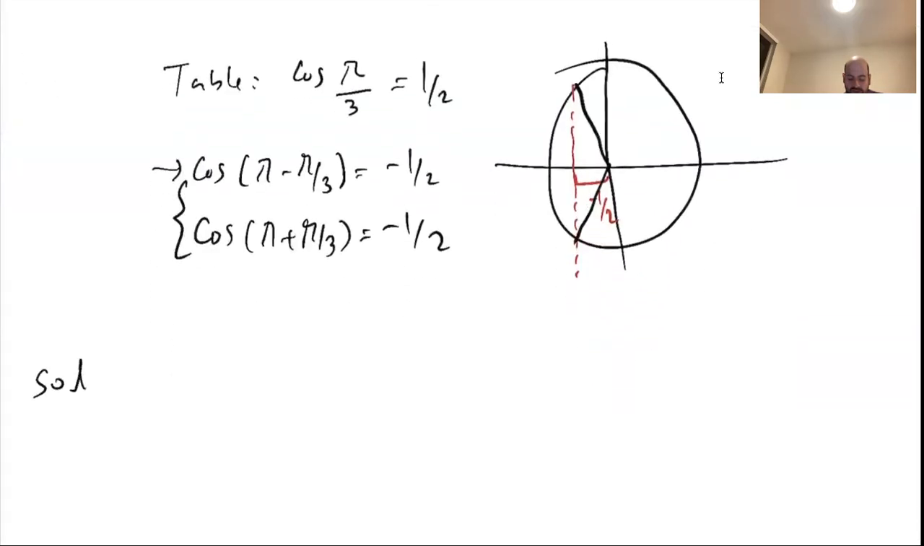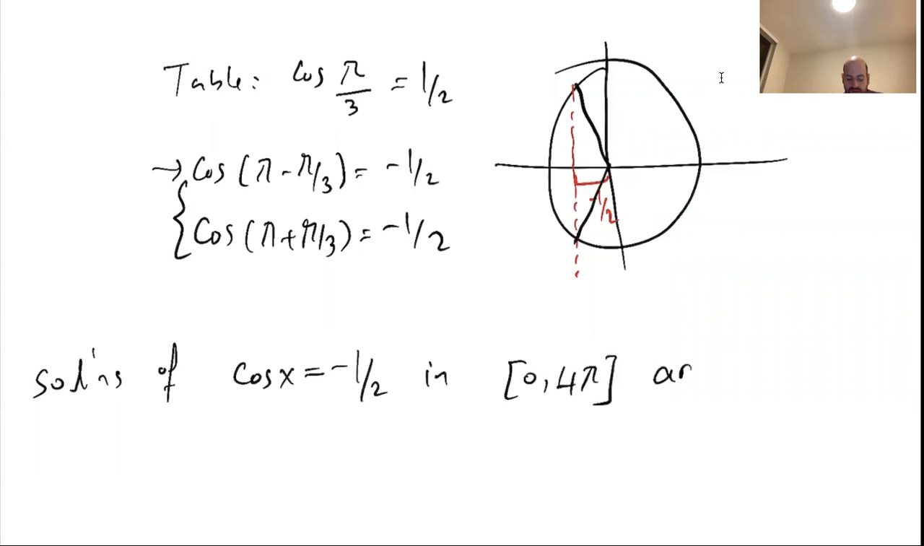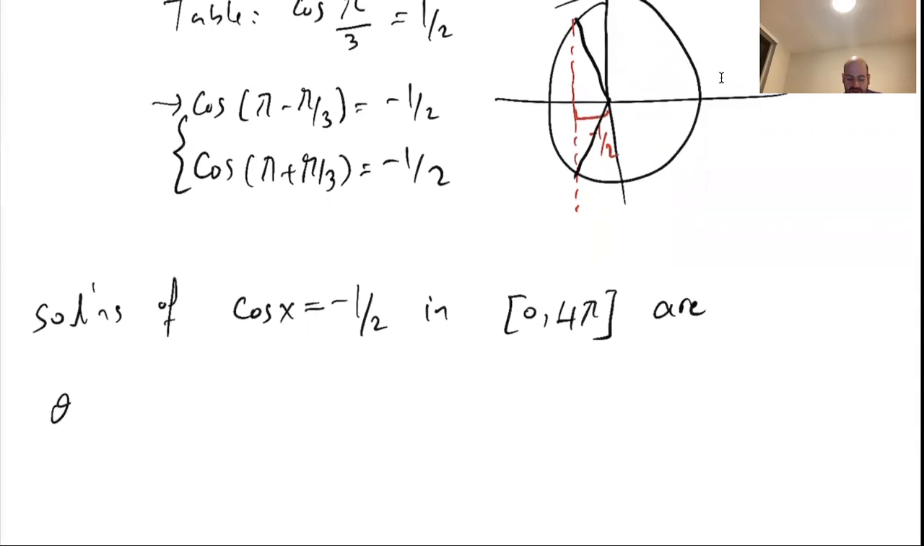So the solutions of cos x equals minus 1/2 in the interval 0 to 4 pi are, let's call the first one theta 1, pi minus pi over 3, and theta 2, pi plus pi over 3. See, pi minus pi over 3 is in the second quadrant, pi plus pi over 3 in the third quadrant.